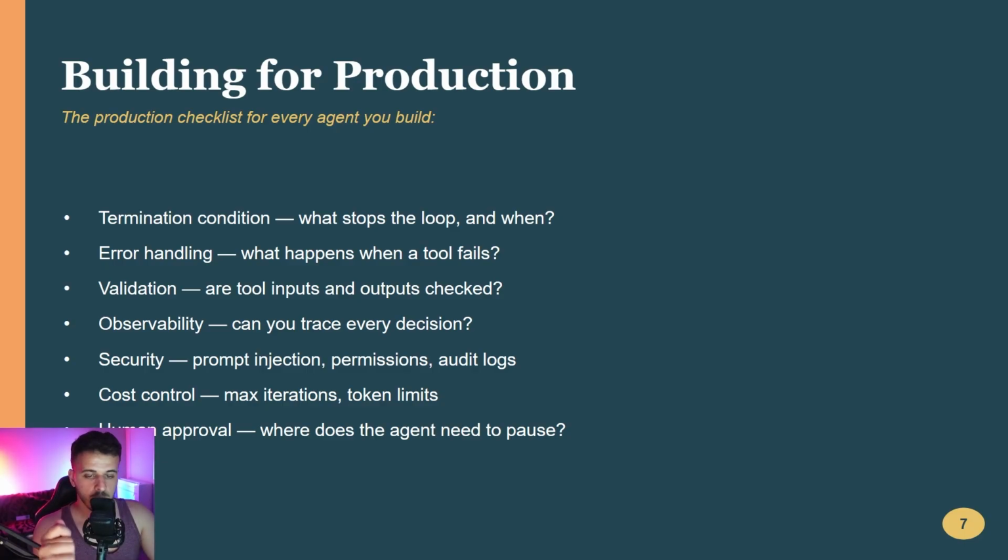Security. You need to put guardrails against prompt injections, against wrong permissions, and always audit logs. Finally, you need to control costs. Max iterations, token limits, selecting the right LLM, reducing the complexity, and making sure that tools and failures are handled correctly and are fixed in due time.